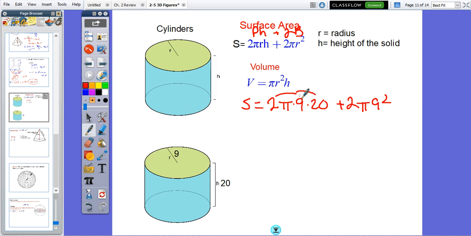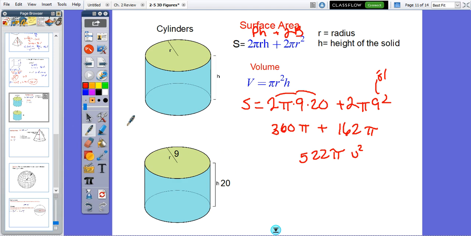So 2 times 18 times 20, that gives us 360 pi. Hope that's right. Plus, this gives us 81 times 2, that gives us 162 pi. You add them up, you get 522 pi. That's a pretty good, acceptable answer, unless it tells you to round. Okay, remember, don't round until the very end.